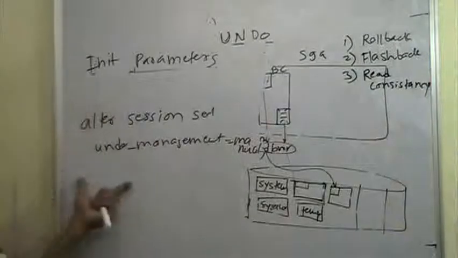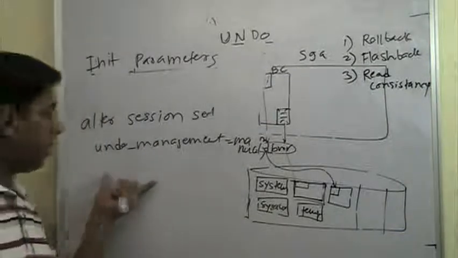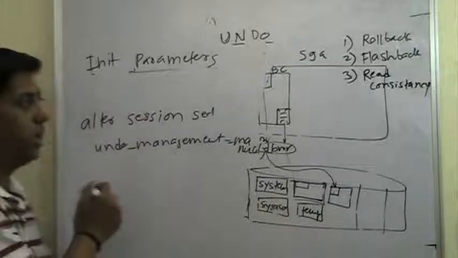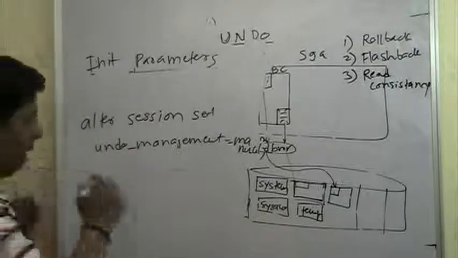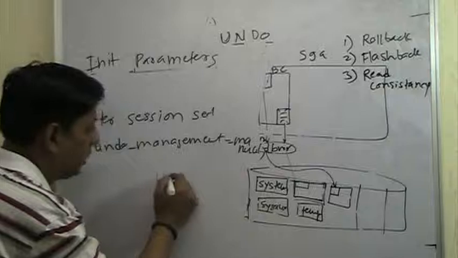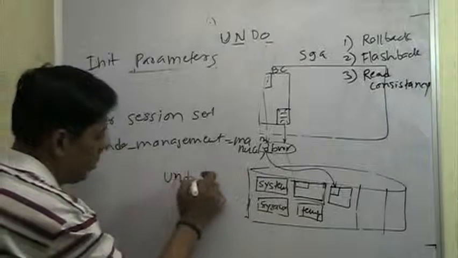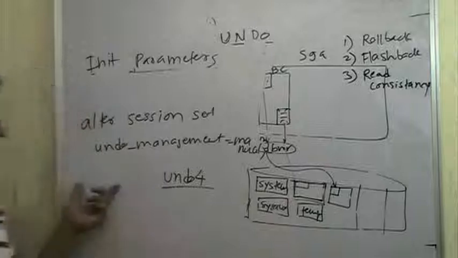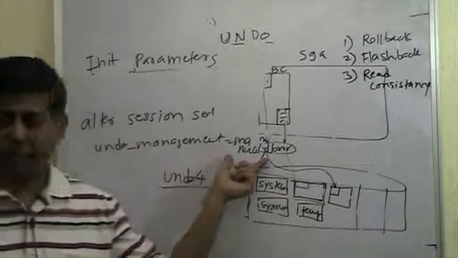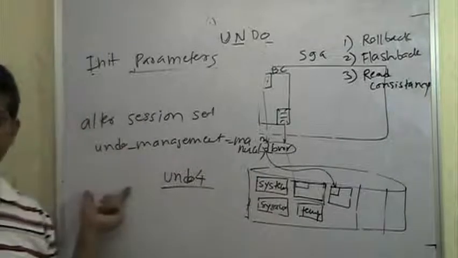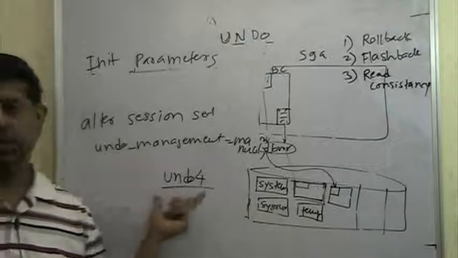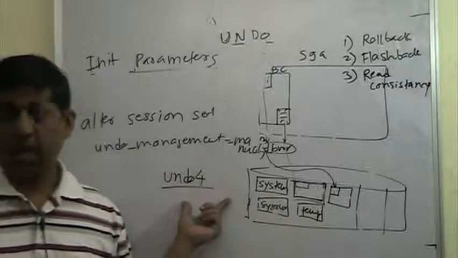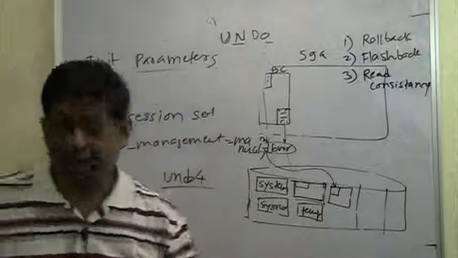But basically you specify that the undo segment for this transaction is going to be that undo. The name of the undo segment is maybe undo 4. Each undo segment has a name. So you specify that now my undo management is manual, and now for this transaction my undo segment is going to be undo 4. And why undo 4? Because you have already created that undo segment.